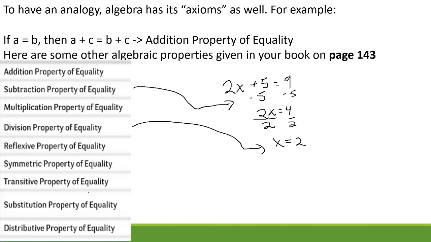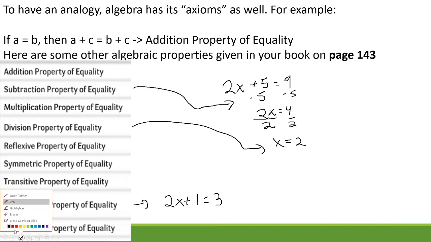These down here are a little bit more nuanced, but you still use them, like the substitution property. That means that if I have 2x plus 1 equals 3, and I know, well, let me not even put the equals here. Let's say I have 2x plus 1. And I also know, let's say from a previous example, that x is equal to 5.